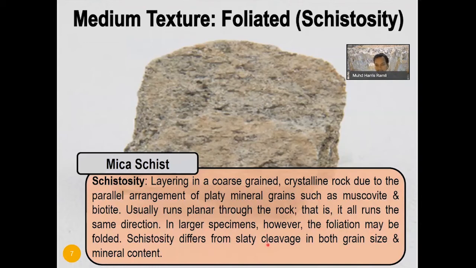Schistosity differs from slaty cleavage in both grain size as well as mineral content. In comparison to slaty cleavage, schistosity has a much bigger grain size, and within that grain size you can see its layering much more visible compared to the slaty cleavage. So this is schistosity.